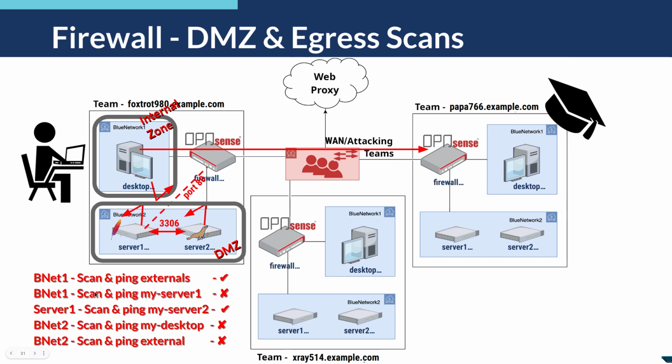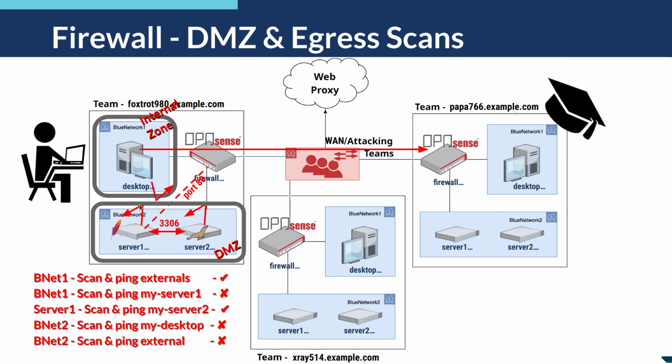Blue Network 1, ping and scan my server 1. So scan from here down here. It should bounce off if your DMZ is set up correctly. It should be denied. Then get on server 1 and scan and ping my server 2. I should be able to scan and ping my server 2 from server 1. That's good to go. Then for Blue Network 2, scan and ping my desktop system.